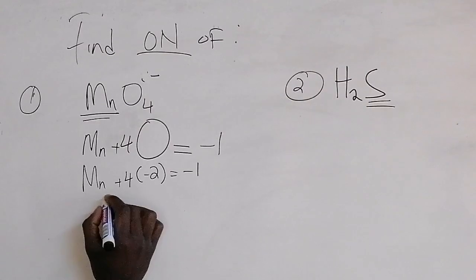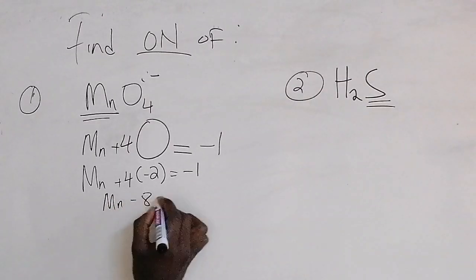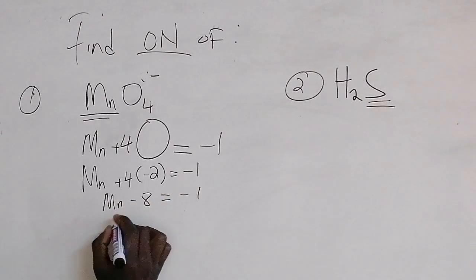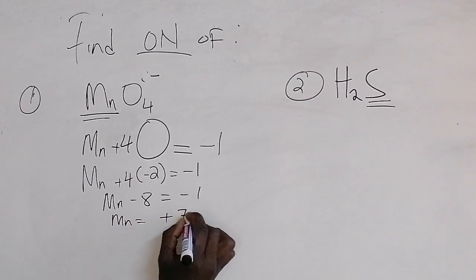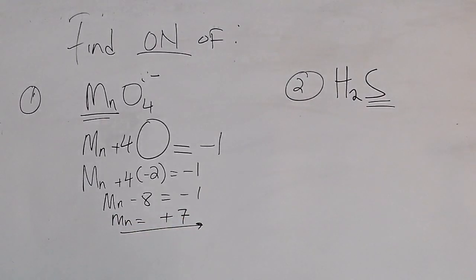Then you simplify, you have Mn minus 8 equal to -1. Then Mn equals +7. So this is the oxidation number of Mn. It is very important that you watch that first video, the first lesson of the first part, where we were determining the oxidation number of the substances. Now let's do the second one, then we continue with discussing the agents.